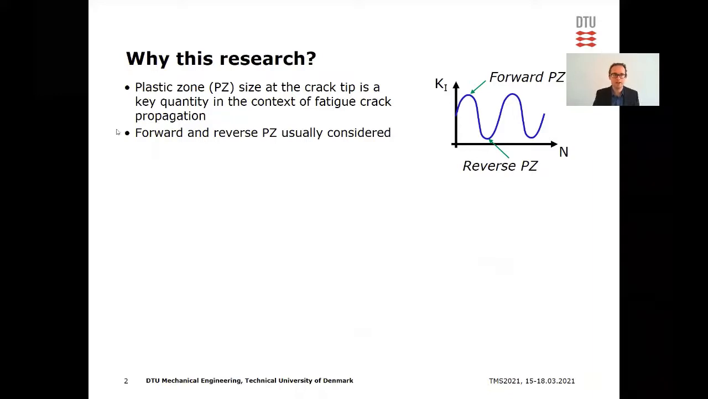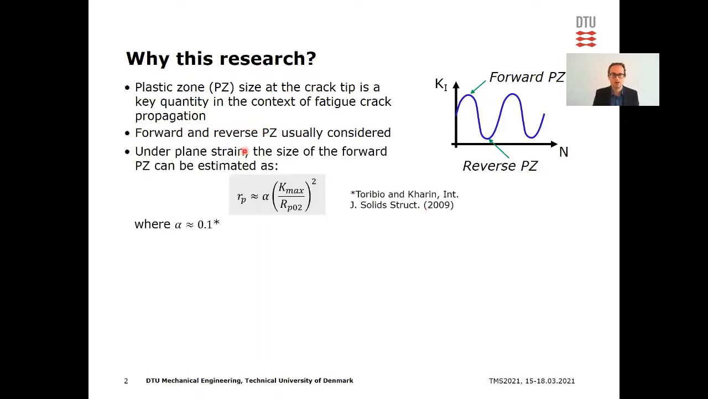During one loading cycle, it is common to distinguish the forward and the reverse plastic zones, which form as the stress intensity factor attains its maximum and minimum level respectively. Under plane strain, there is a well-known formula that allows you to estimate the size of the forward plastic zone, which is usually the quantity of interest.